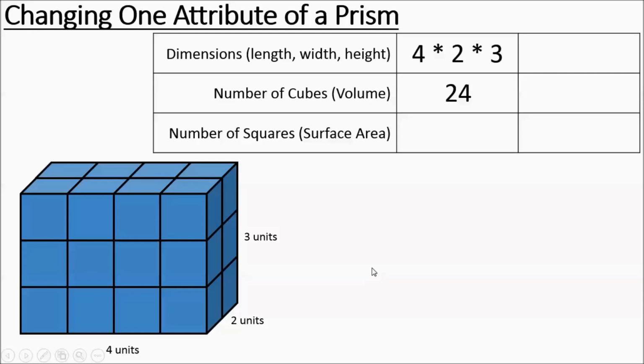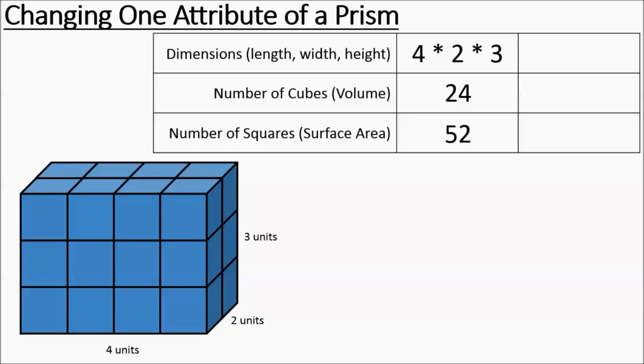The number of squares, when you count all these squares in this picture covering the faces, we have 6, 8, and 12. Double all those faces. That also goes back to your surface area formula. But you're going to double all those faces, and we have 52 faces.